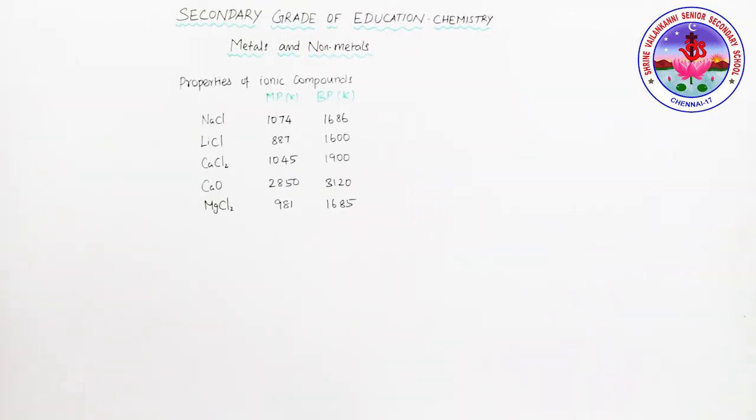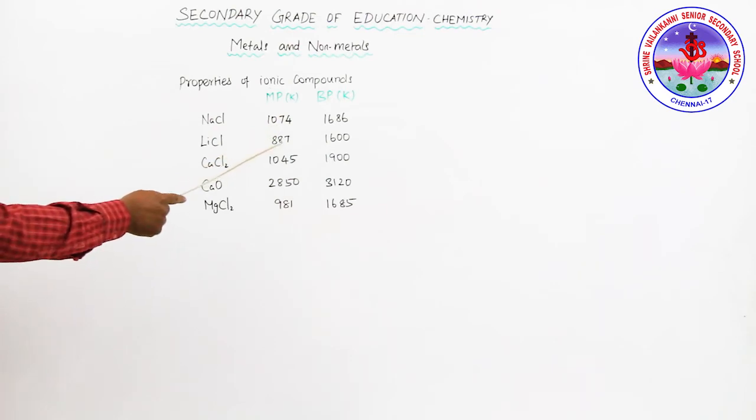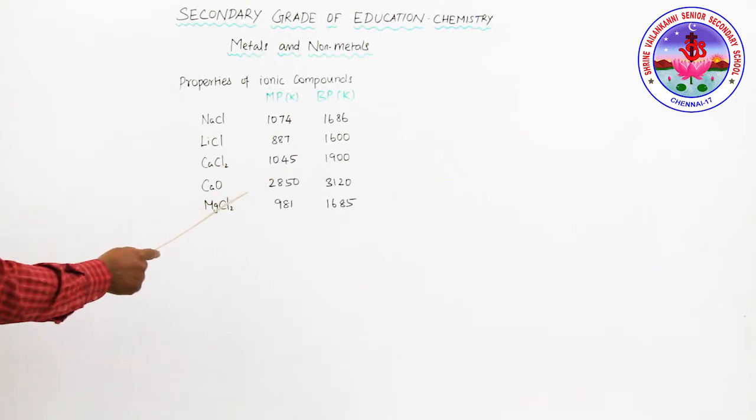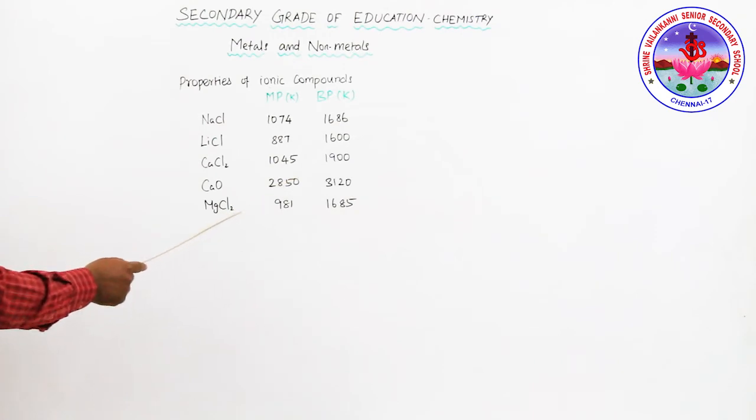See some properties of ionic compounds. Look at this, the melting point and the boiling point of the substances. These are ionic compounds: sodium chloride, lithium chloride, calcium chloride, calcium oxide and magnesium chloride. The melting point of sodium chloride is 1074 Kelvin, lithium chloride 887 Kelvin, calcium chloride 1045 Kelvin, calcium oxide 2850 Kelvin and magnesium chloride 981 Kelvin.